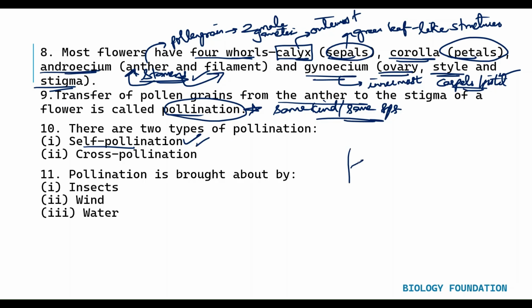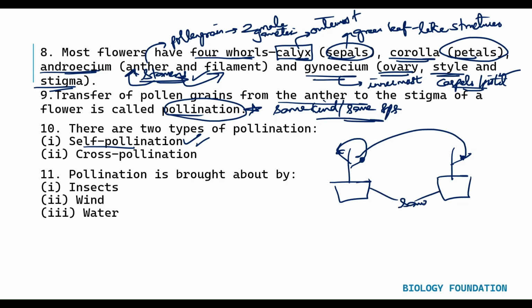Or when the pollen grains from one flower fall on another flower of the same plant, then it is also called self pollination. Cross pollination is when the pollen grain from the anther of one flower falls on the stigma of another flower of a different plant belonging to the same species, or same kind, then it is called cross pollination.